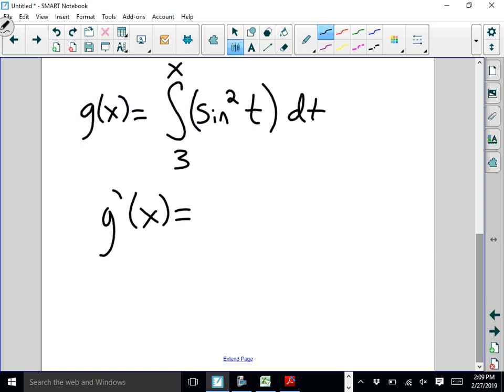G prime of x then, I don't have to do the derivative of sine squared. Doing the derivative of the integral, those two functions undo each other, and the answer here would be sine squared x. Done. Let me give you another example.